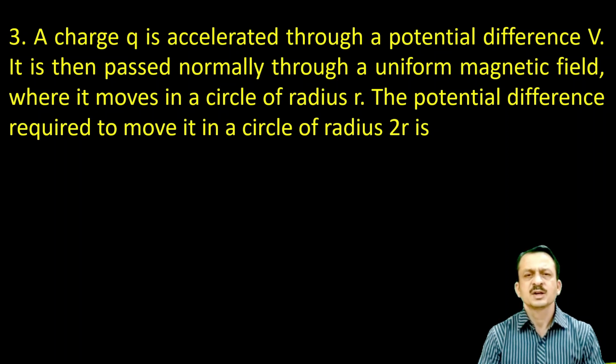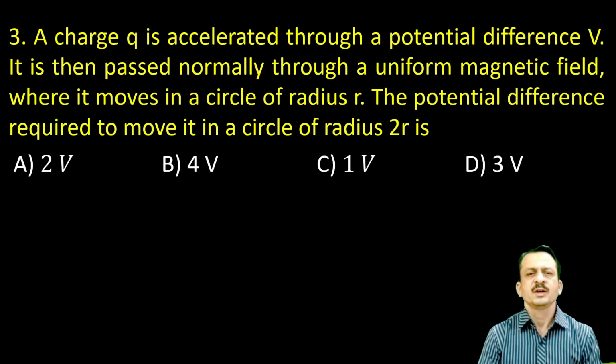When a charged particle passes normally through a magnetic field, it describes a circular path, we know. And the given radius is r. Now I have to increase the radius. In order to increase the radius to 2r, what should be the potential? That we have to calculate. Now the options are A 2 volts, B 4 volts, C 1 volt and D 3 volts.